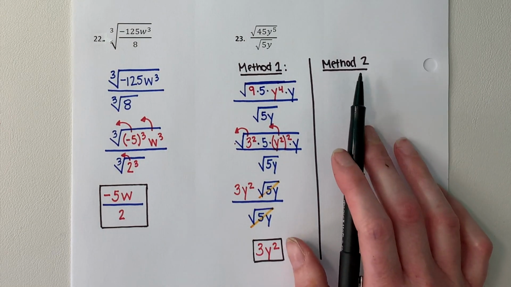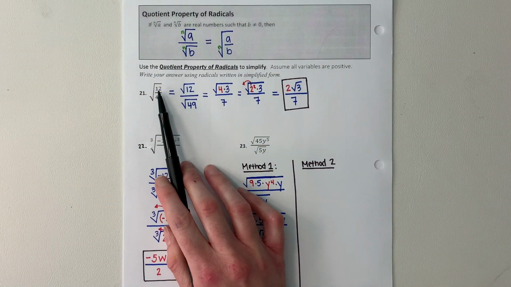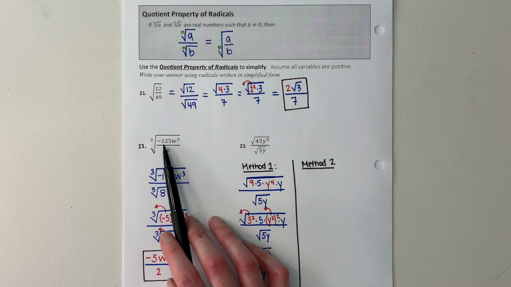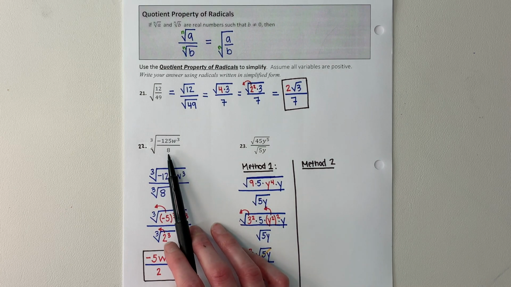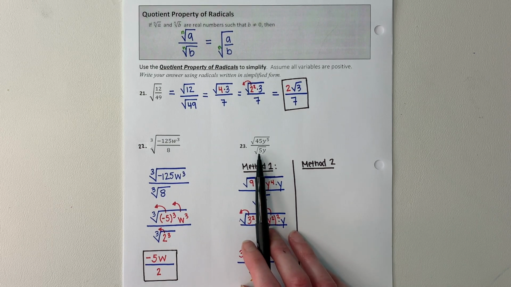Let's take a look at another shorter method we could have used for this problem. Notice for this problem here, if you take 12 divided by 49, you get an ugly decimal. Same thing here, if you take negative 25 divided by 8, you get an ugly decimal. But this is different. 45 divided by 5 gives us a nice whole number.